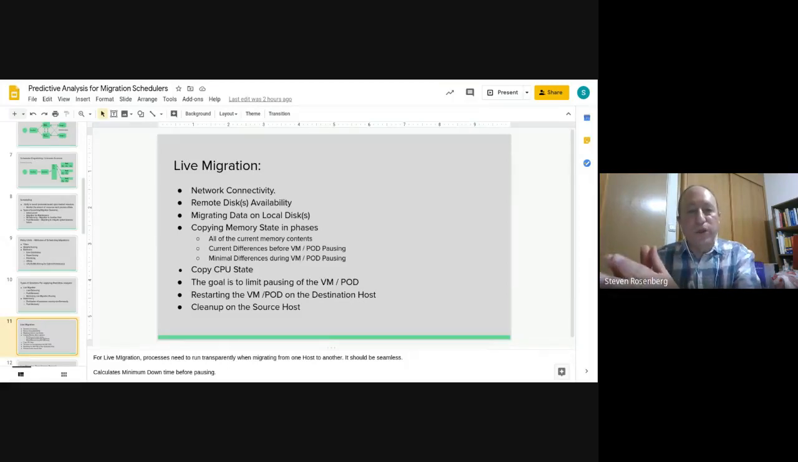So once we reach that minimum pause time, we then stop the process on the source. We pass the rest of the memory to the destination. We copy the CPU states. Again, the goal is to limit the pausing of the process. Then we restart the process on the destination host seamlessly, and then we clean up on the source host.